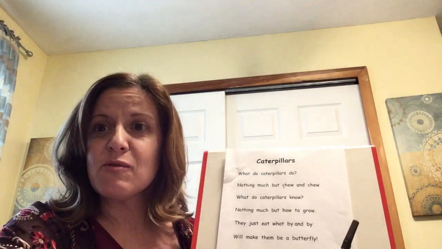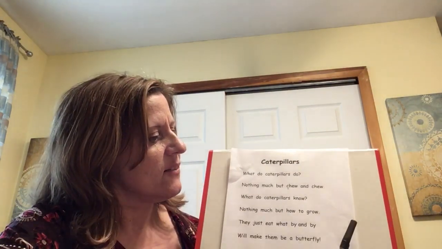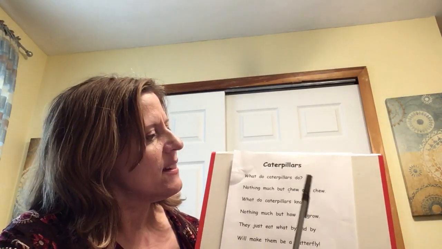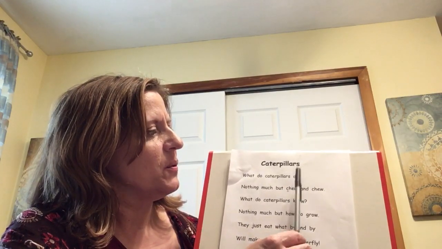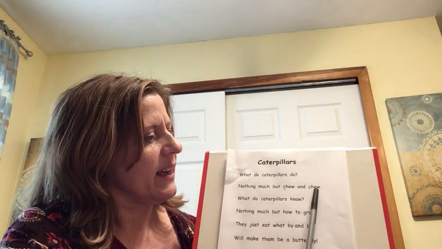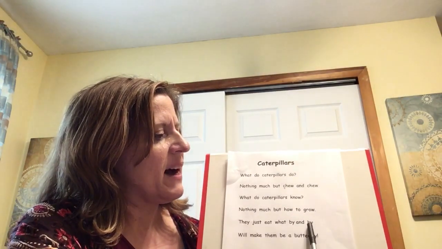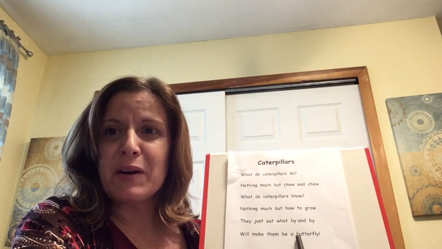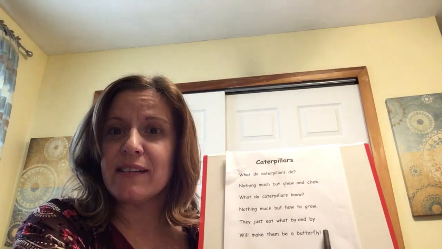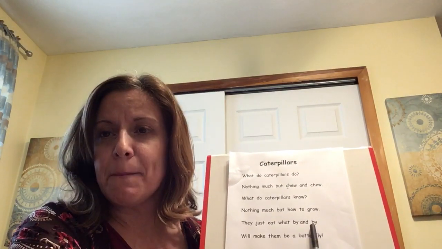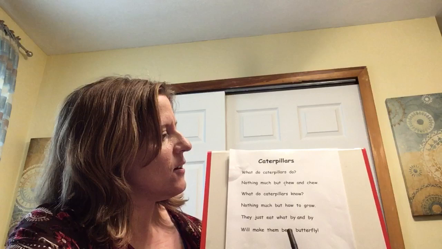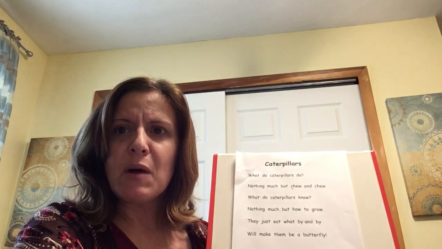So I want you to see if you can think of, did you hear some rhyming words in this poem, right? And so we know that rhyming words sound the same at the end, all right? So here we have do, chew, okay? We have know, grow. We have by, and we have butterfly. So the fly part at the end of the word butterfly rhymes with the word by. All right? Okay? So I want you to keep that poem, the idea of the poem, the picture that you have in your mind.